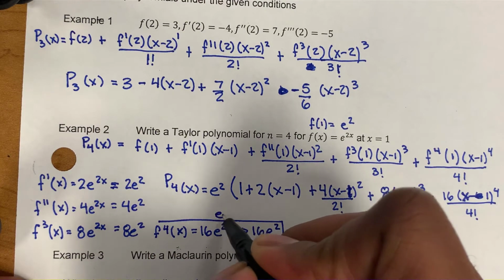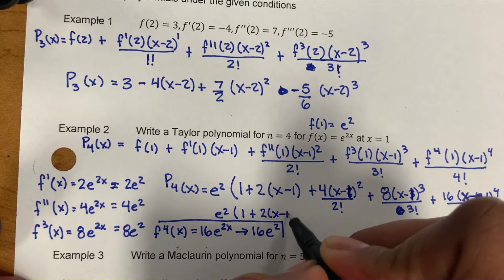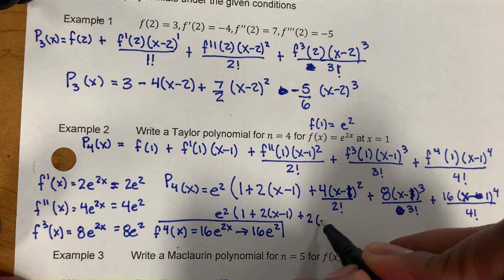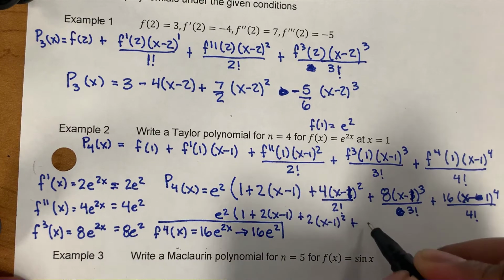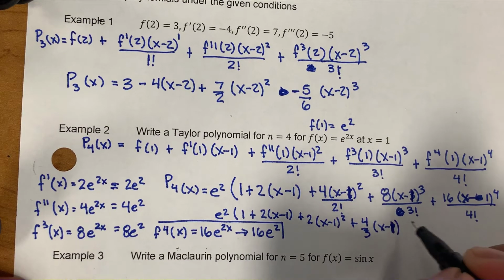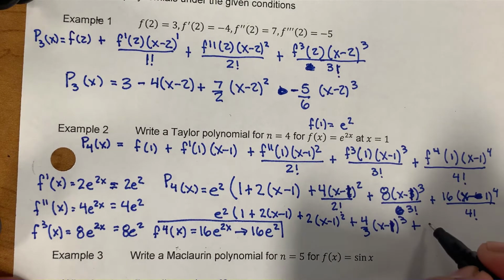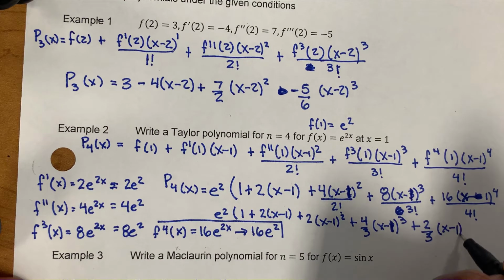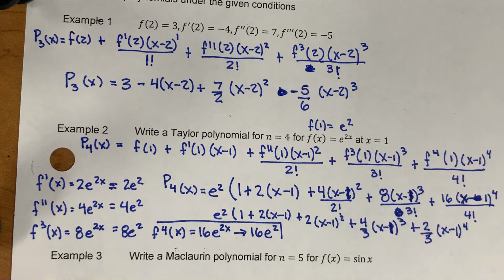So when we simplify further, let's create some room. We're going to get e squared times 1 plus 2 times x minus 1 plus 4 divided by 2 is just 2 times x minus 1 squared plus 3 factorial is 6. 8 over 6 is 4/3 x minus 1 cubed plus 16 over 24 reduces to be 2/3 x minus 1 to the 4th power as our final answer.